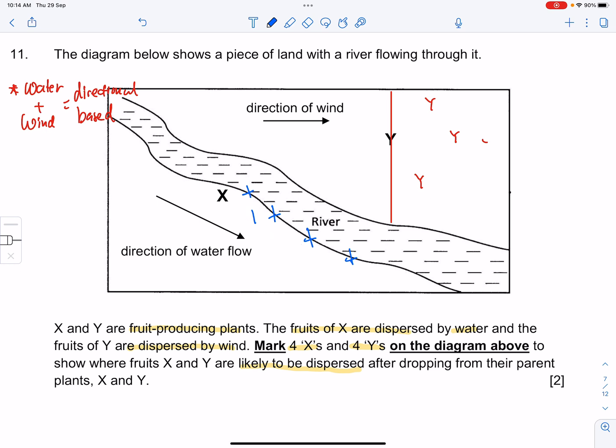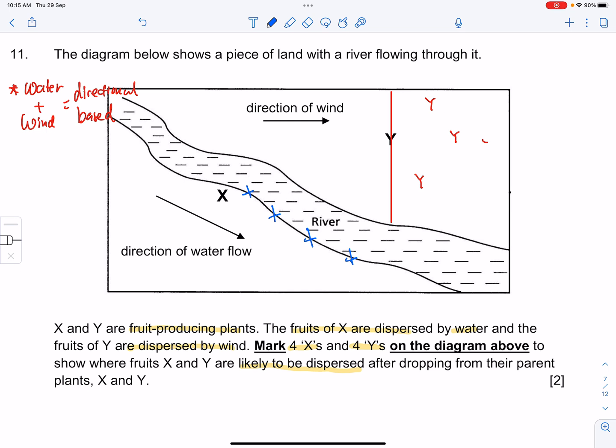So I would draw it nearer towards the riverbank, just to be sure that the examiner does not mistake this as an on-land plant, right? This is more like a dispersal by river.